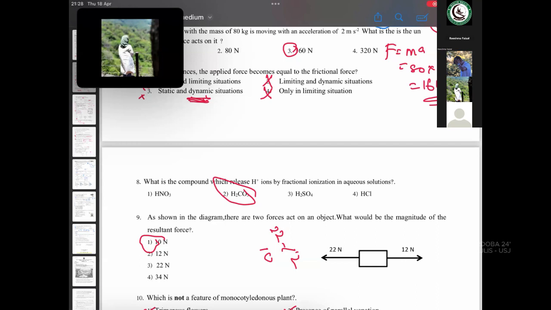H2CO3. HNO3 nitric acid is strong. H2SO4 sulfuric acid is strong. HCl hydrochloric acid is also strong. H2CO3 carbonic acid is weak.